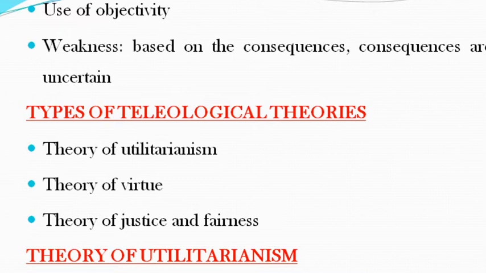Okay, so since it is based upon the consequences, and these consequences are uncertain, it is always possible to fail in any situation where we are predicting the consequences. The consequences that come may not be what we predicted. Okay, so that is one of the weaknesses, or one of the demerits, of this teleological theory. Okay, then next is types of teleological theories.